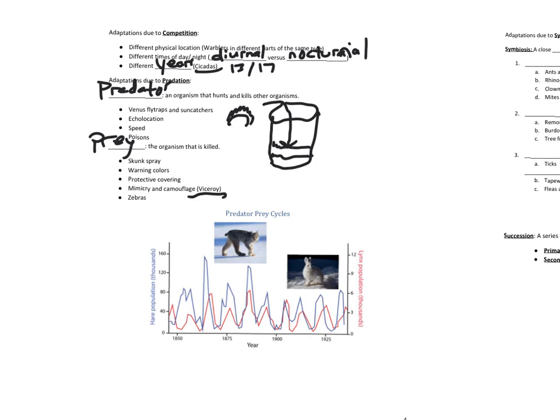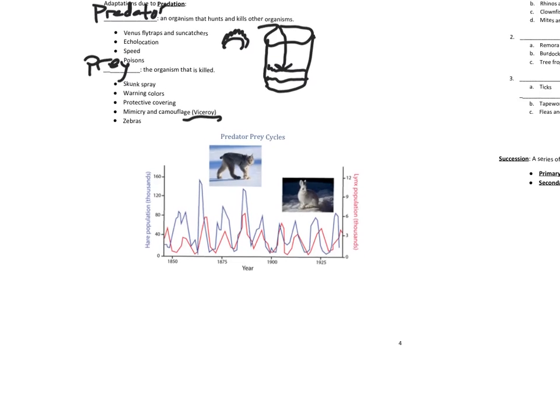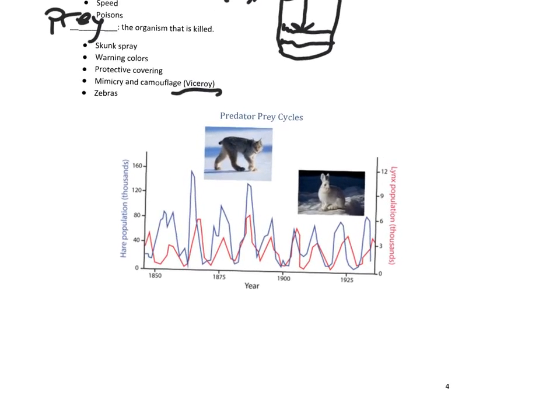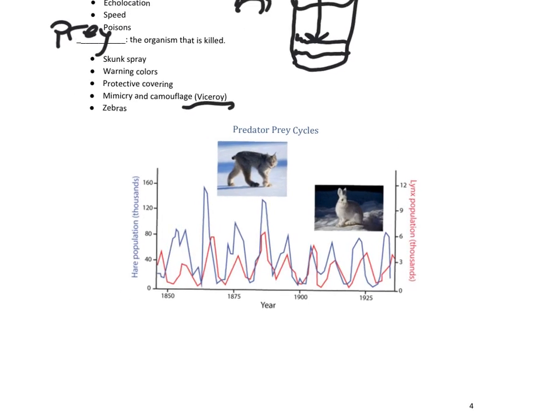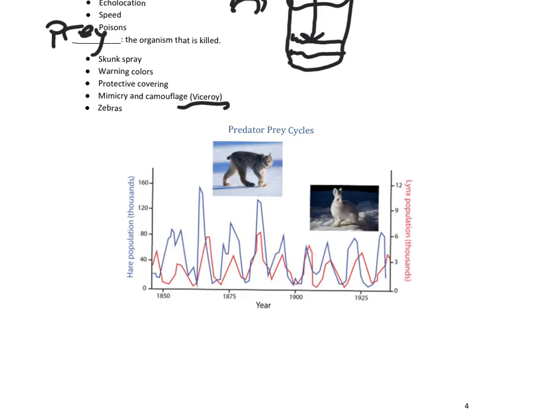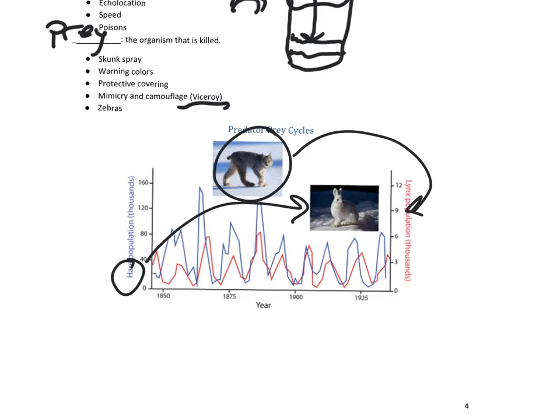Below here you have a relationship between predator and prey. We call these predator-prey cycles. So we have an example here of a snowshoe hare and a lynx. A hare is another way of saying a kind of rabbit. So this is the rabbit, and a lynx is a cat-like animal. And these are animals that live in cold, snowy areas.